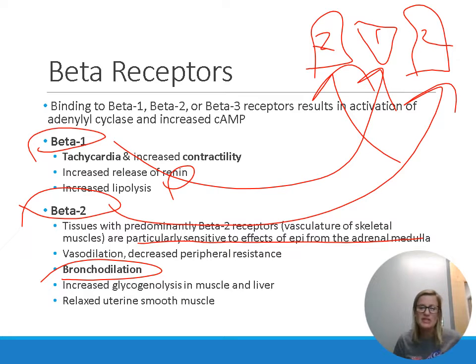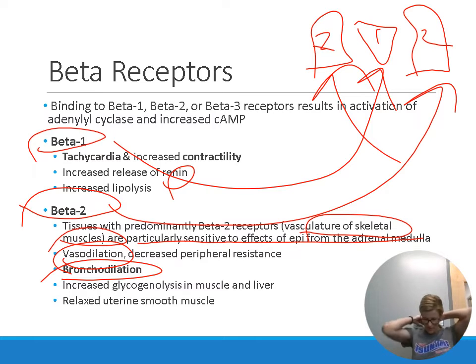When beta 2 receptors are stimulated, we see relaxation. That's the general thing to keep in mind. Beta 2 receptors cause relaxation of smooth muscle. So this has 2 different effects. Vasodilation. Now, this vasodilation is specifically in the vasculature of skeletal muscles.